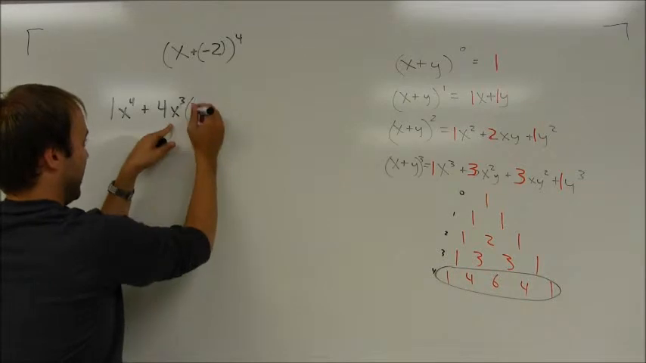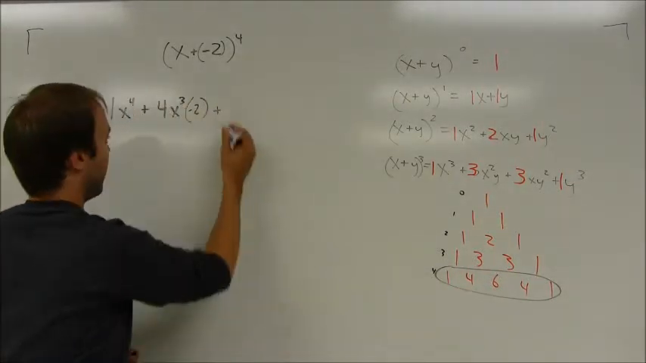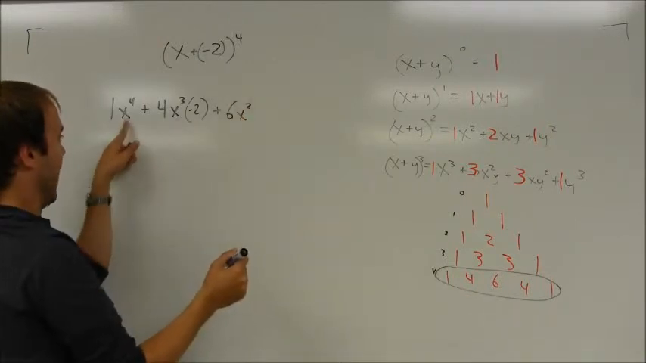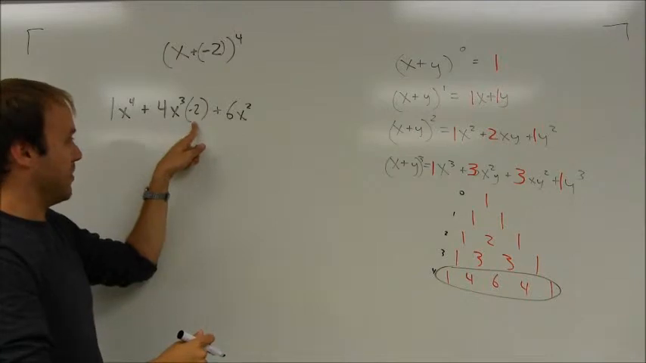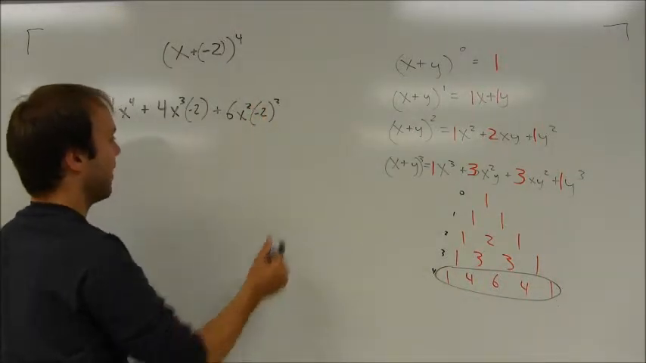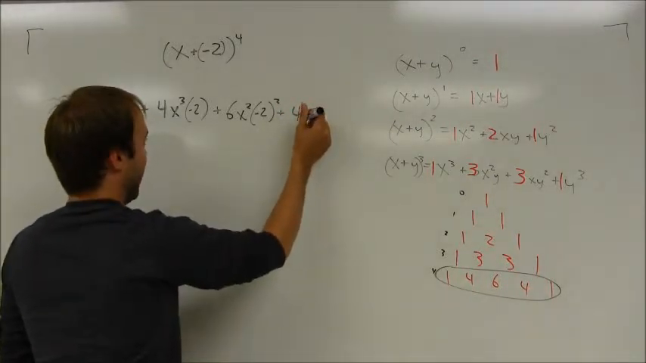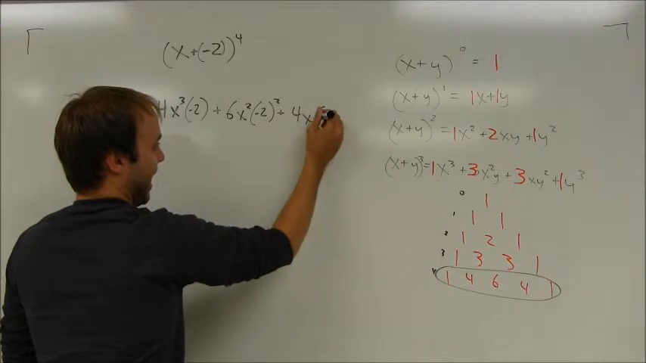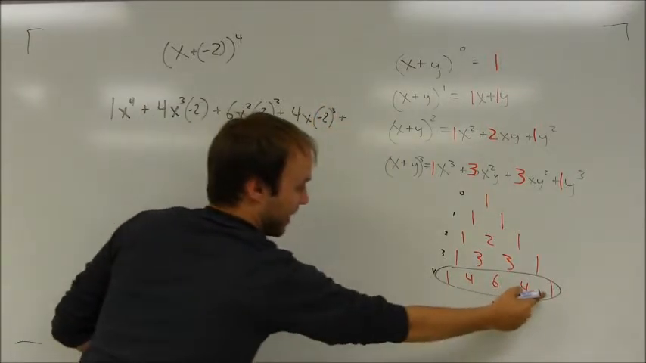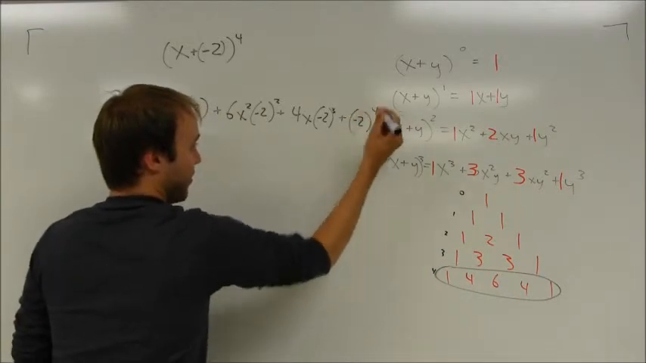So it's going to be times negative 2 plus, I have a 6, okay? It's going to be x squared. I have negative 2 to the 0, negative 2 to the first. Now I'm going to have negative 2 to the second power plus 4, and that's going to be an x to the first and a negative 2 to the third. Plus, and then my last coefficient is going to be 1 times my negative 2 raised to the fourth power.